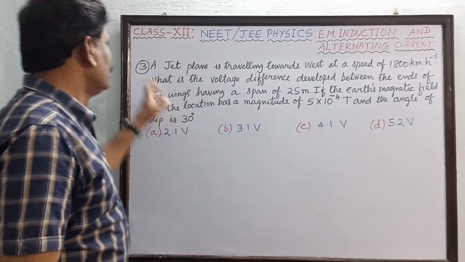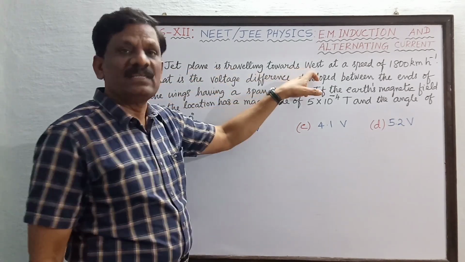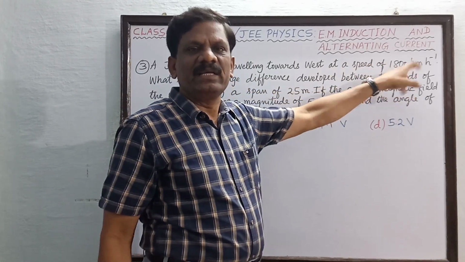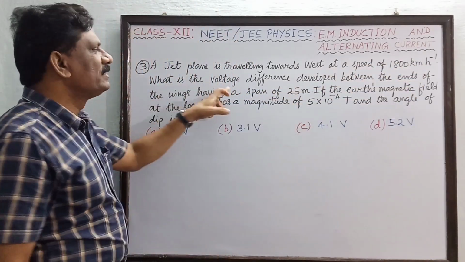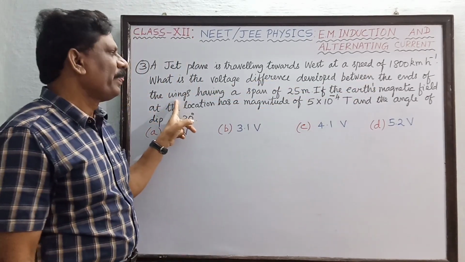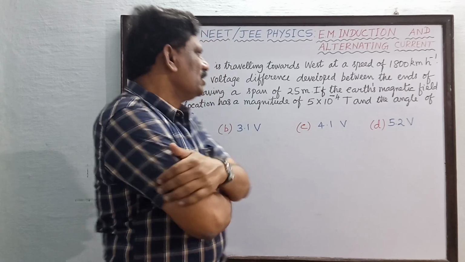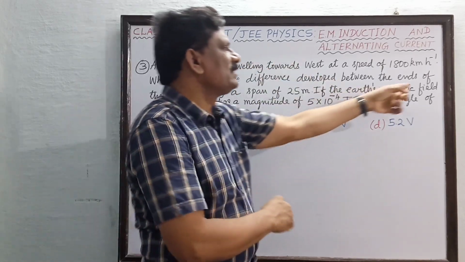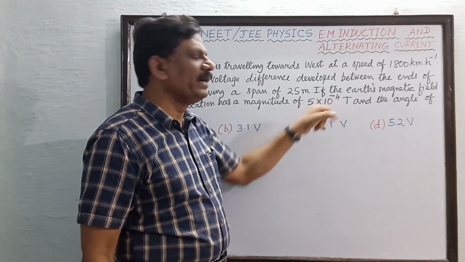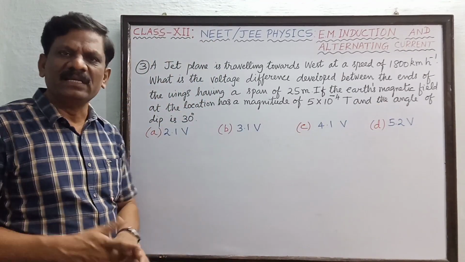Hi students, the third numerical problem. A jet plane is traveling towards west, that is from east towards west, at a speed of 1800 km per hour. What is the voltage difference developed between the ends of the wings, having a wingspan of 25 meters, so the end to end wingspan is 25 meters, if the Earth's magnetic field at that location has a magnitude of 5 into 10 power minus 4 Tesla and the angle of dip is 30 degrees given.